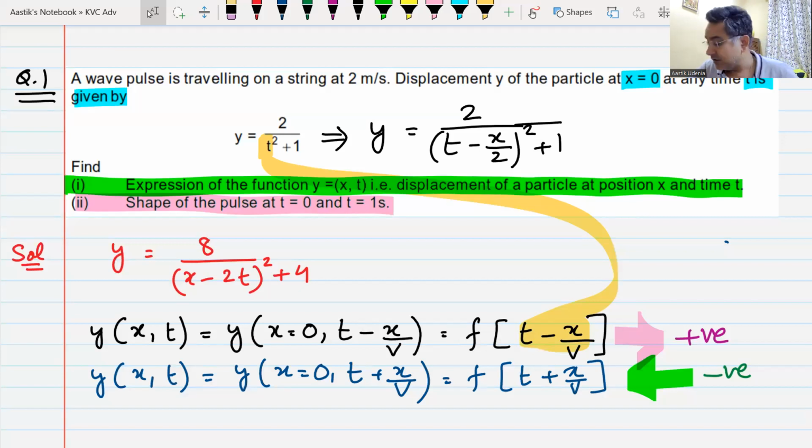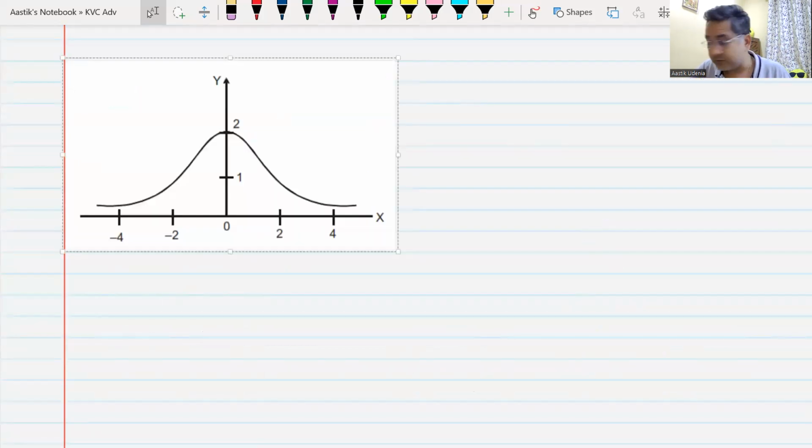that if this question comes, the shape of the wave at t is equal to 0 is going to look like this, because I have this in my notes. So this is the shape of the wave at t is equal to 0. So basically it is y is equal to 8 upon x square plus 4 square ka curve. Do we understand this? Yes, sir.